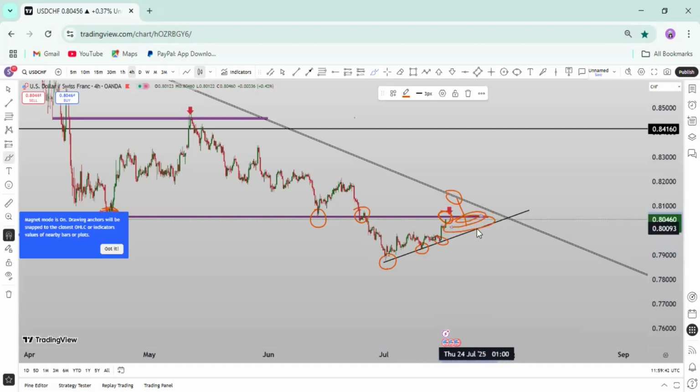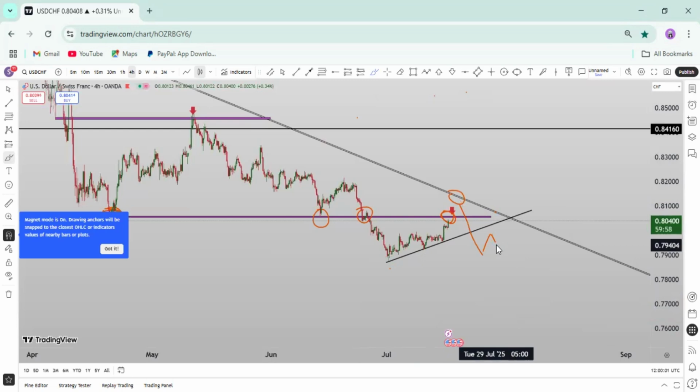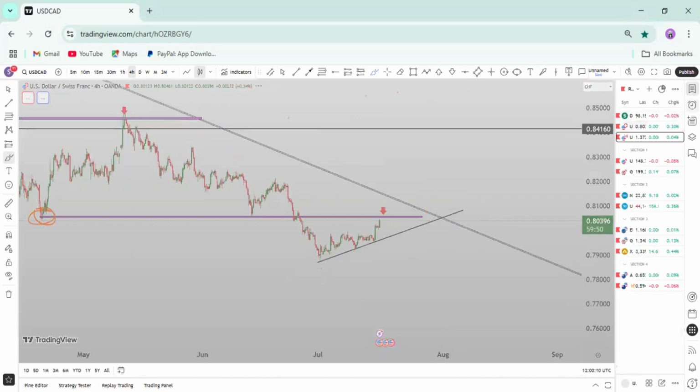I will just wait until the market maybe breaks this trend line around here. Then it gives me a small retest on a lower time frame, maybe the 30 minutes time frame. Then that one, I will take that trade on a sell. But for now, I'm just waiting to see what the market will provide for us. So that's all on USD CHF.